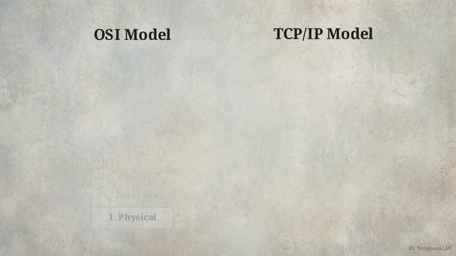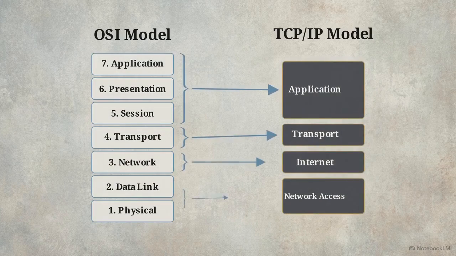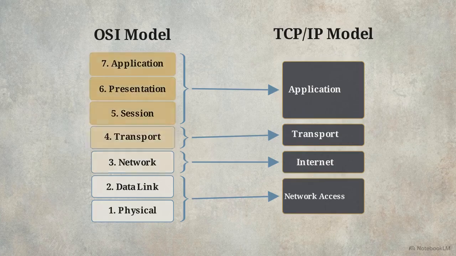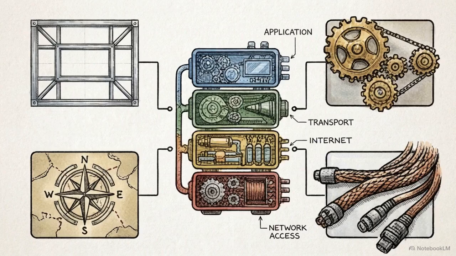To clear up a common point of confusion, the TCP/IP model is simply a condensed, practical implementation of the 7-layer theoretical OSI stack. This summary shows the 4 layers: application for browsers, transport for TCP or UDP, internet for routing, and network access for physical cables and Wi-Fi.